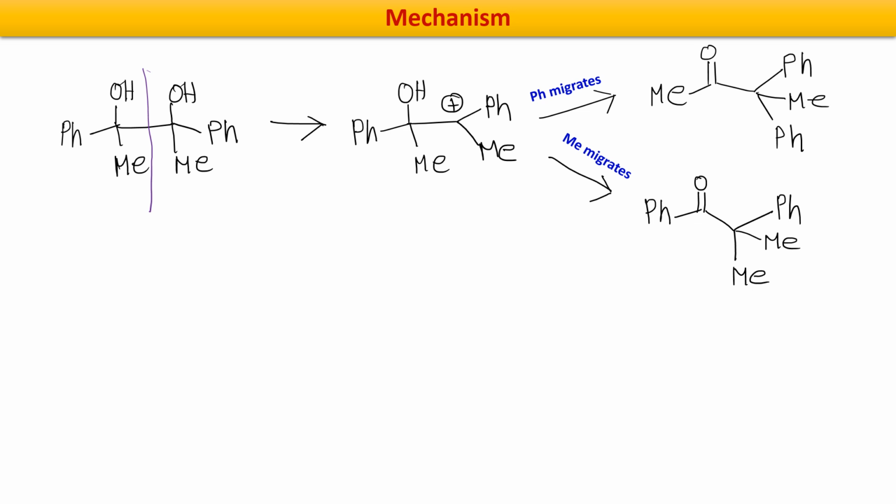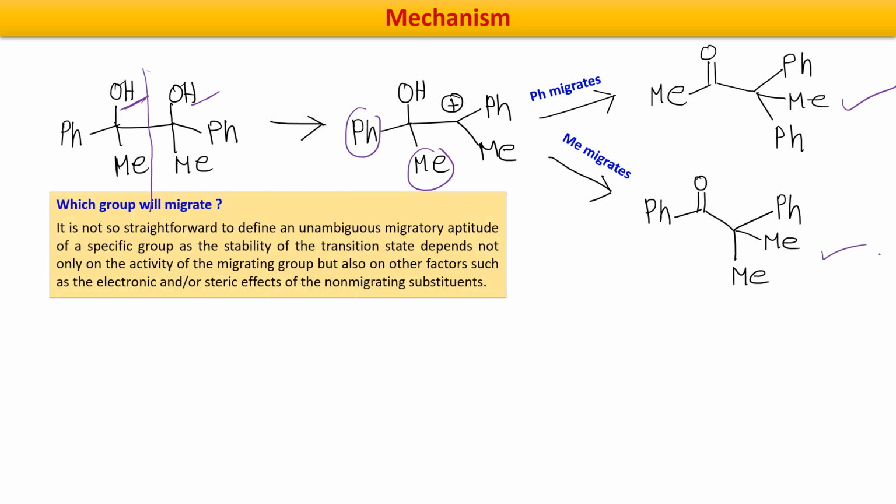Now the question arises, which group will migrate? As you can see in this molecule, the carbocation will be common, whether you remove this OH or this OH, it doesn't matter, it will produce the same carbocation, right? Now the question is whether the Ph group will migrate or the methyl group will migrate. If you migrate the Ph group, you will get the first product. If you migrate the methyl group, you get the second product, right? Now here also we do not have any straightforward answer. It is not so straightforward to define an unambiguous migratory aptitude that you can blindly follow always. We do not have that here.